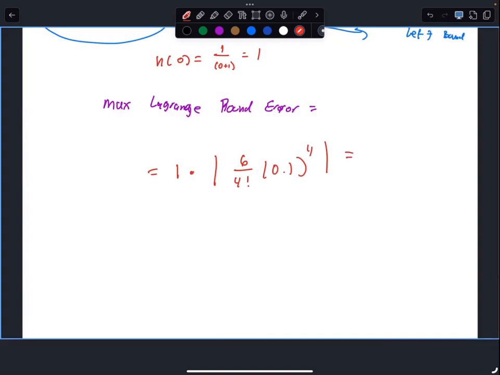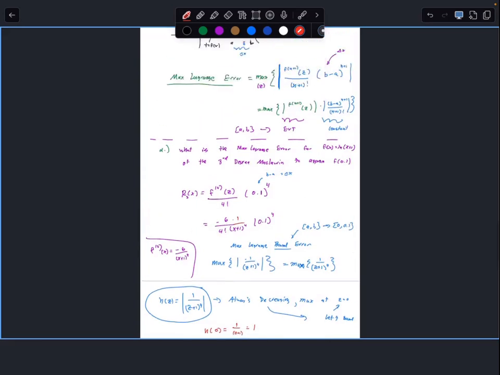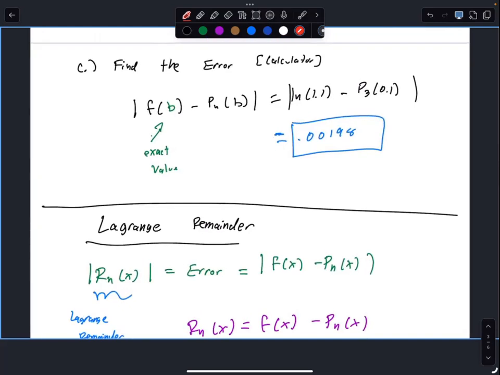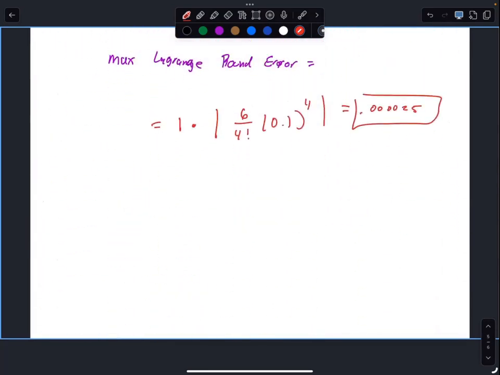Which if I plug this into my calculator, 6 divided by 4 factorial times 0.1 to the 4th power, gives me 0.000025. And if we look back to our previous answer, whoa, why did we get something different? What is off?